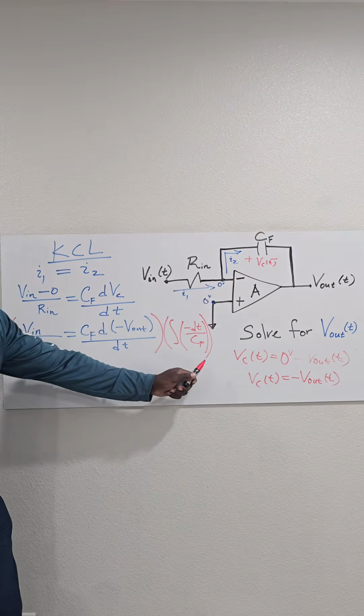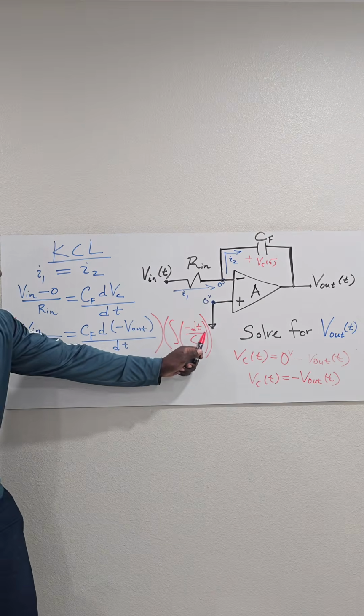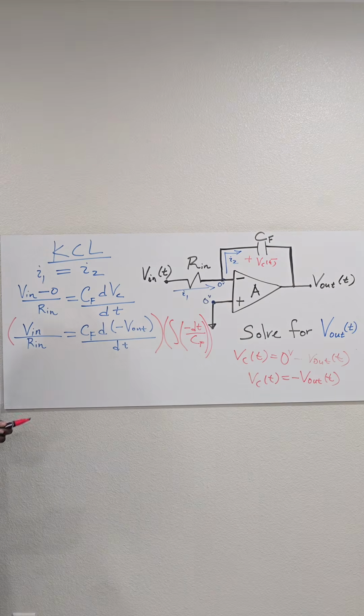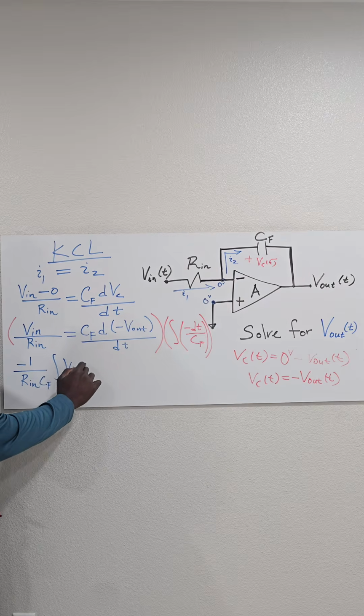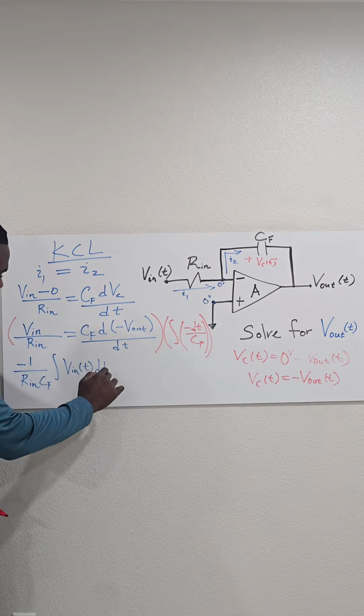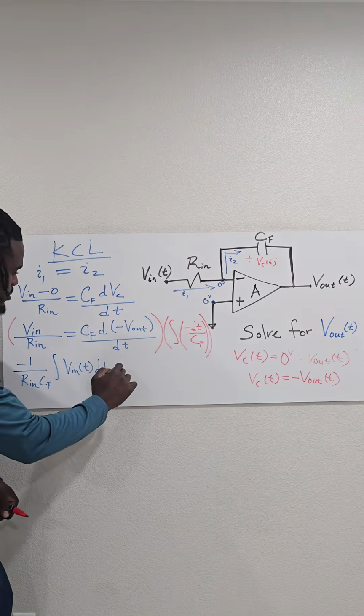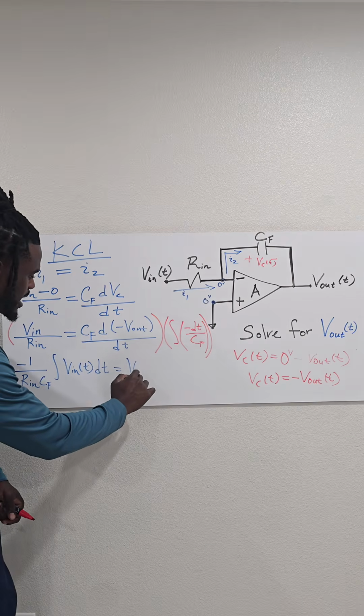When I multiply this entire thing by Vin over Rn, I get my final equation being minus 1 over Rn times CF, integral Vin of t times dt, is equated to V out of t.